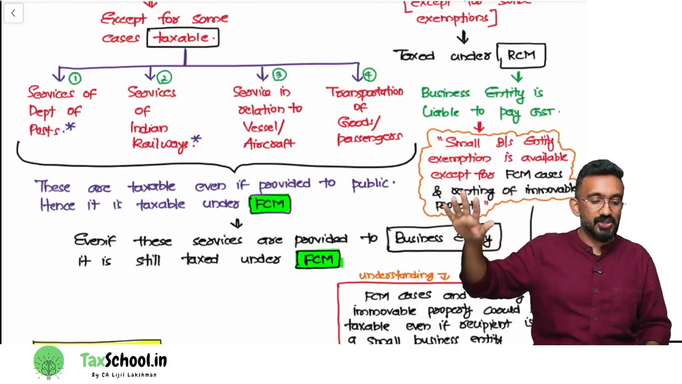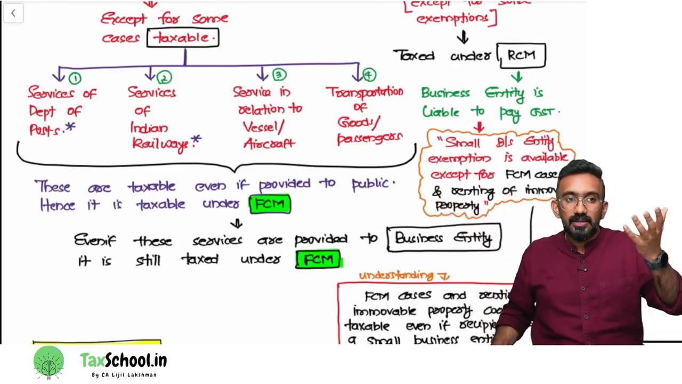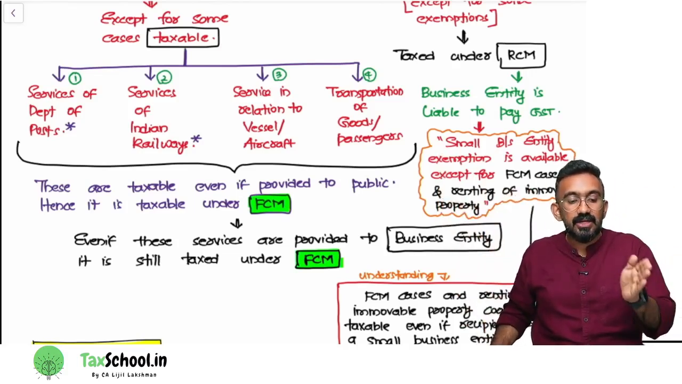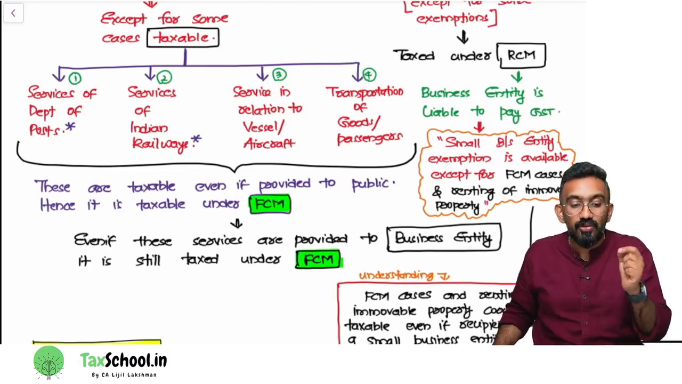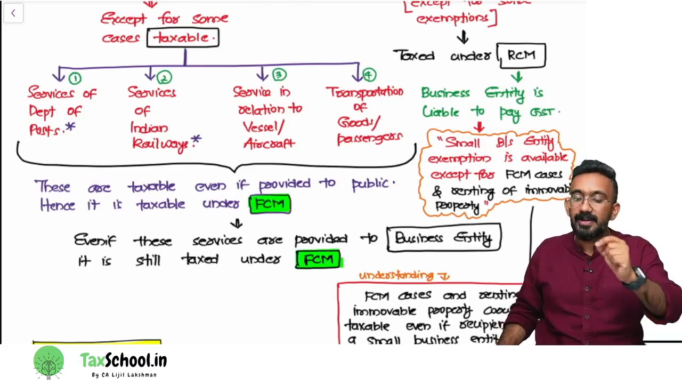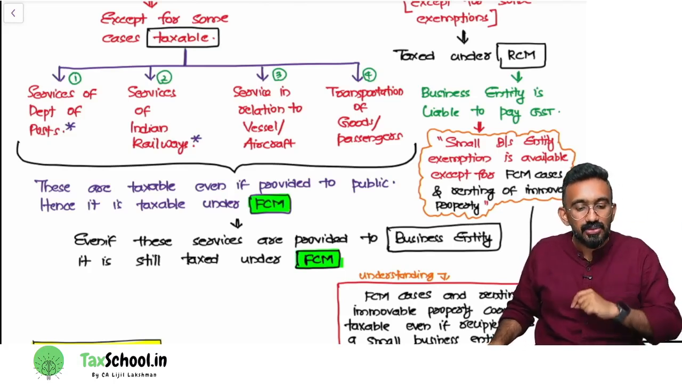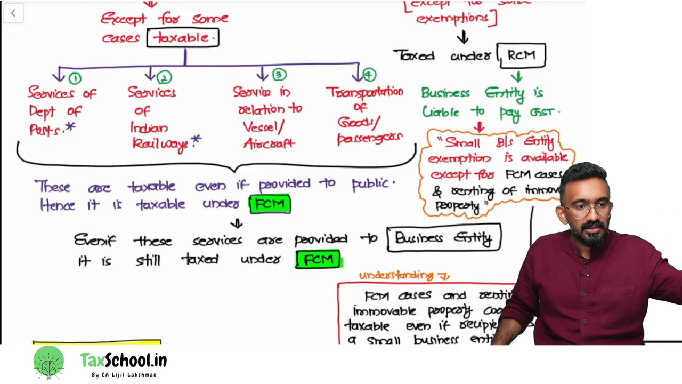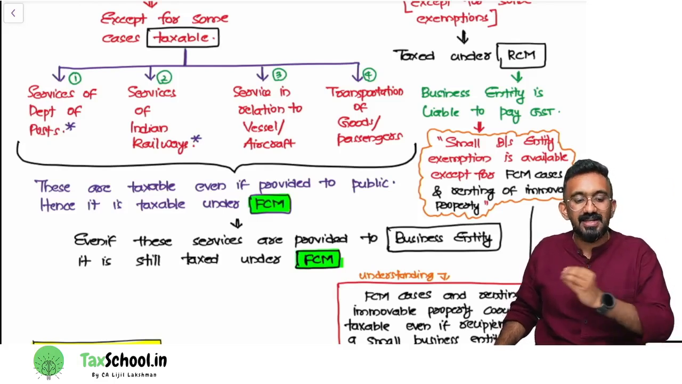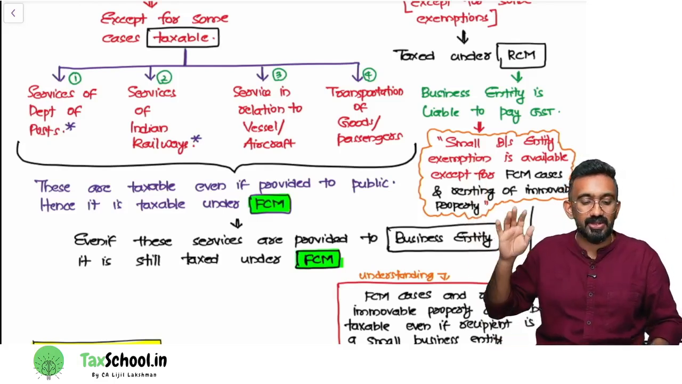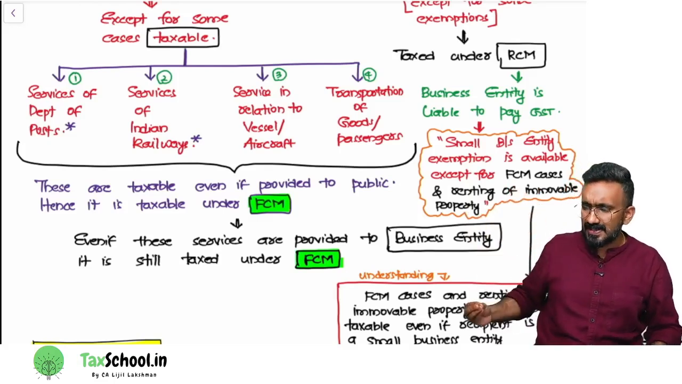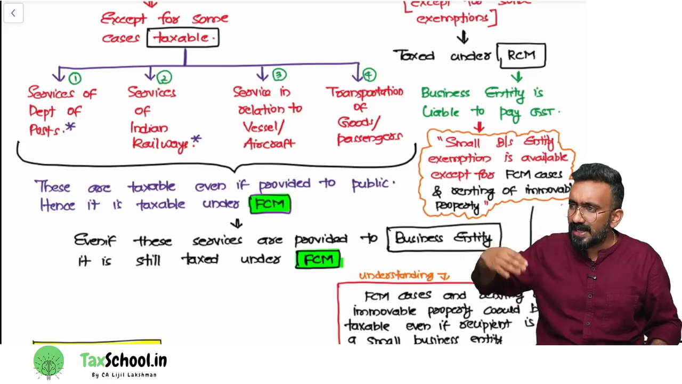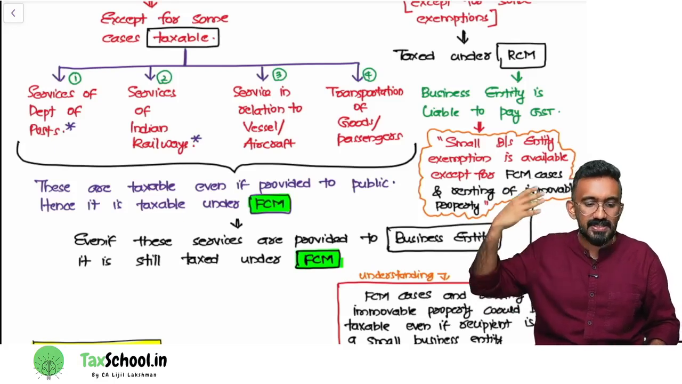Transportation of goods and passengers: say Tamil Nadu State Road Transport Corporation, TNSTC, has an AC Volvo bus. If you book an AC Volvo bus in TNSTC, that will be subject to GST. TNSTC is government, right? But it is still taxable because transportation of goods and passengers is also taxable even if provided to public. So your understanding is this: services provided to public are taxable, therefore under FCM.